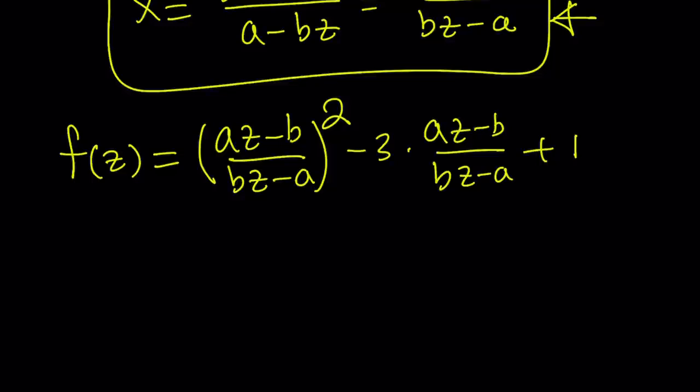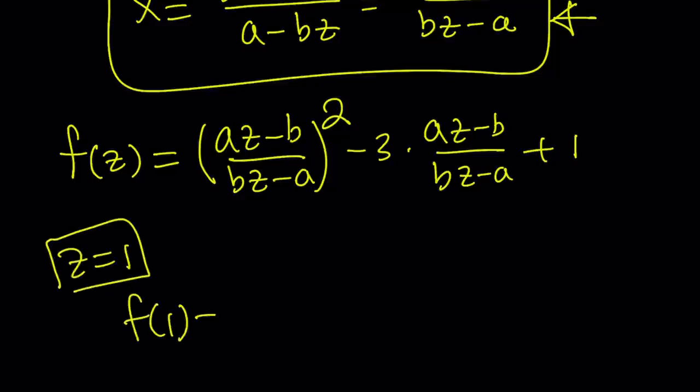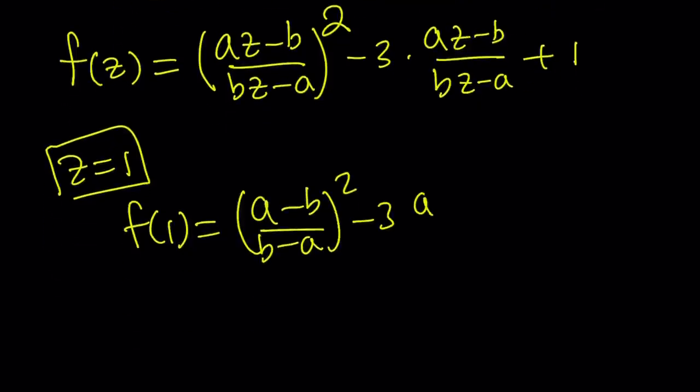Okay, great. Anyways, let's just go ahead and find f(1). So replace z with 1. That's going to give you f(1) equals ((a − b)/(b − a))² − 3 times (a − b)/(b − a) + 1.